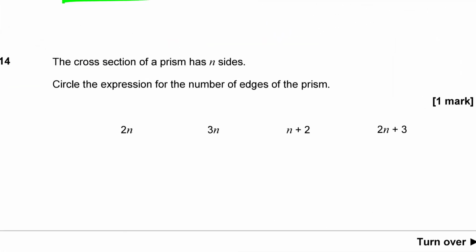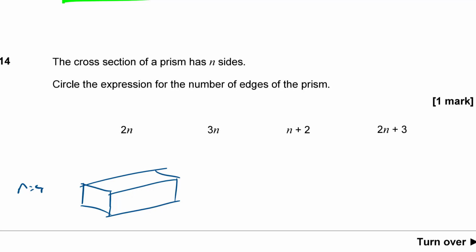Cross section of a prism has n sides. Circle the expression for the number of edges of the prism. Is it 2n, 3n, n plus 2, or is it 2n plus 3? Okay, let's just think about an example first. If I had n is equal to 4, so a 4-sided cross section, otherwise it's some kind of cuboid, then those bits would all be straight, wouldn't they? And then the pattern would repeat at the end. So how many edges would I have?